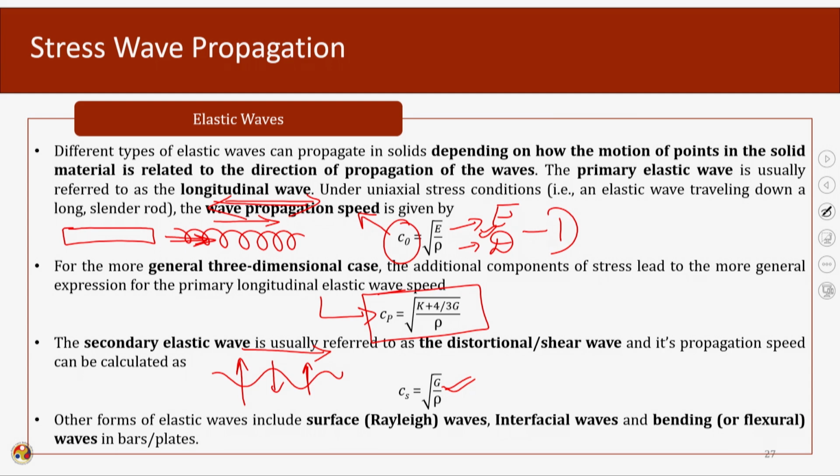Another form of elastic waves is called the surface waves, or Rayleigh wave, and there are also interfacial waves and flexural waves present in the case of 2 dimensional objects such as plates. So, these are the major components of the elastic waves: longitudinal waves, shear waves and surface waves, and sometimes bending waves are also present.